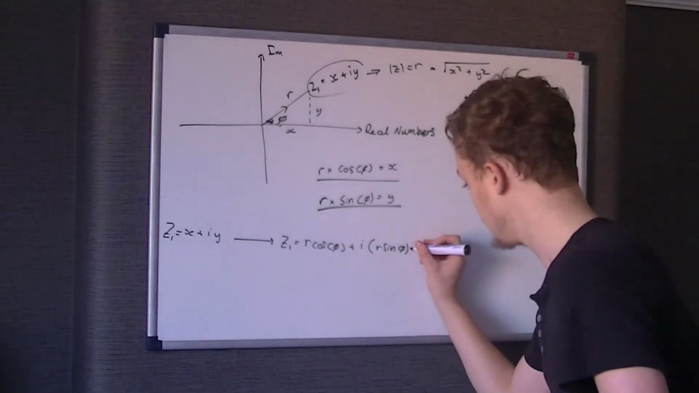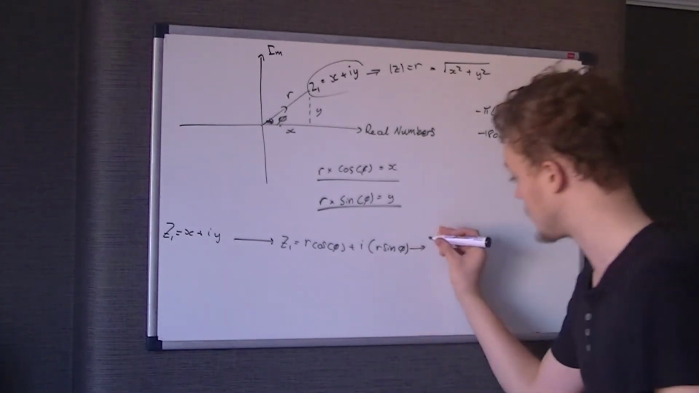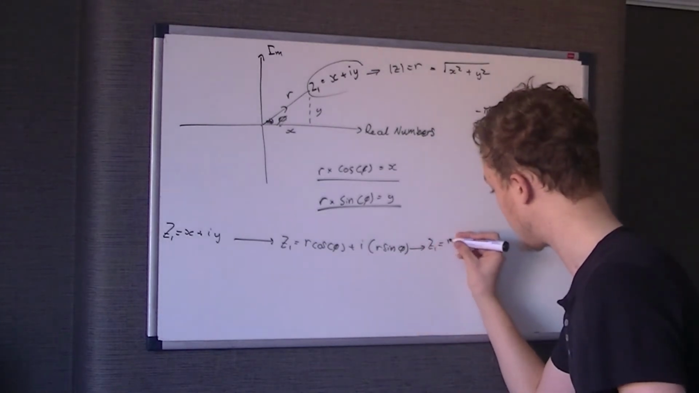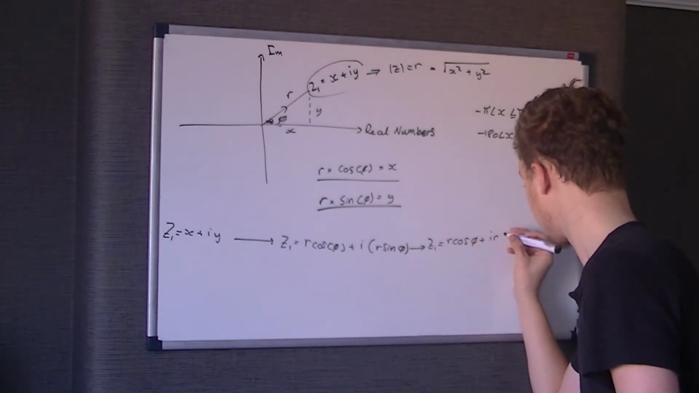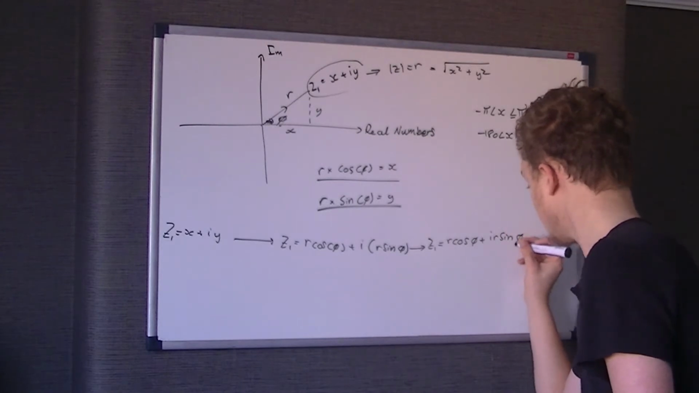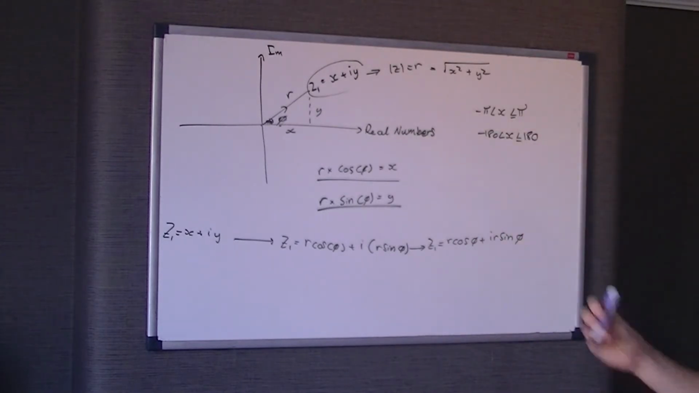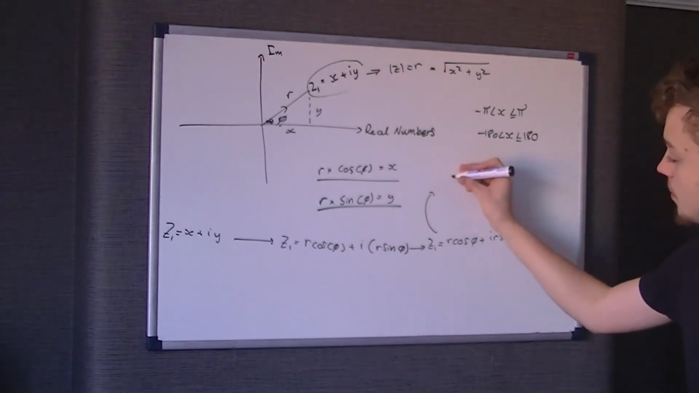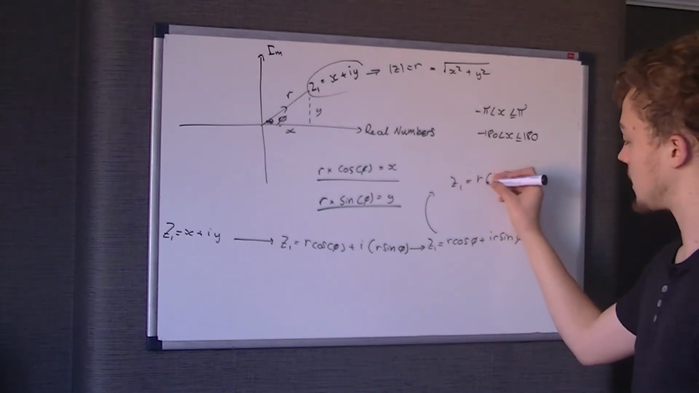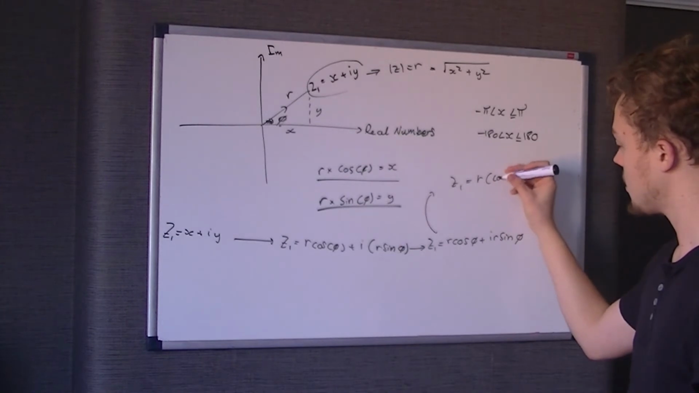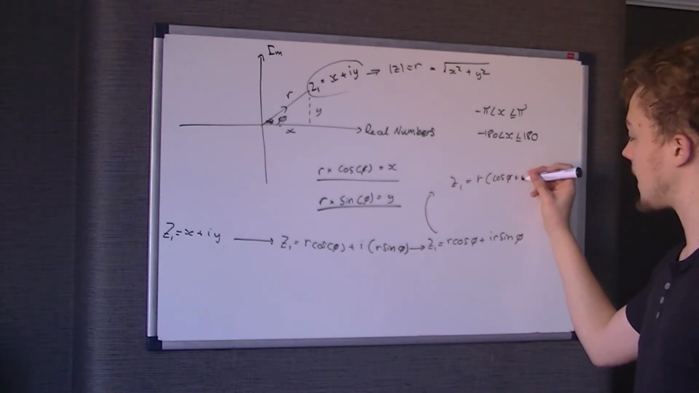But what we continue to do is we'd obviously expand that out. So z1 is equal to r cos theta plus i r sin theta. Now, as both of them have got r as a common factor, we can take that out as a common factor. So z1 equals r times (cos theta plus i sin theta).